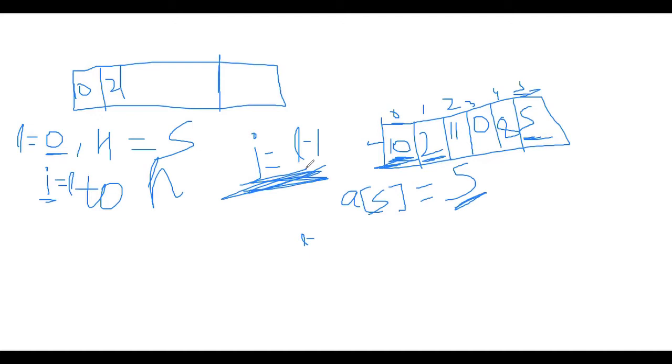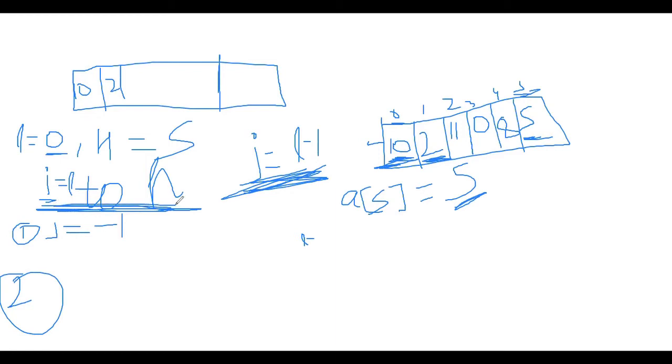So in the beginning, j is minus 1. After the first iteration, j is still minus 1, right? Because 10 is more than 5, so we don't do anything at all. In the second iteration, what will happen? We will get 2, because i is going from l to h. Now i is at this location, and this is lesser than 5. So we will bring this 2 to the left side.